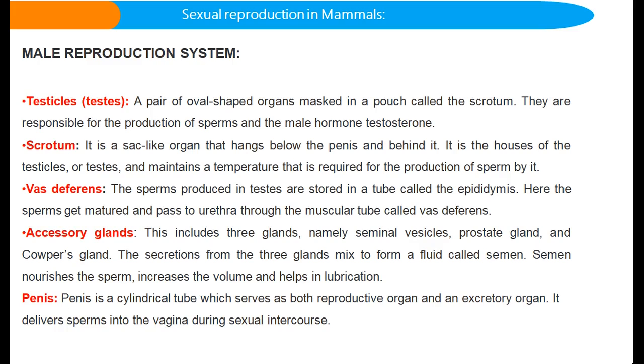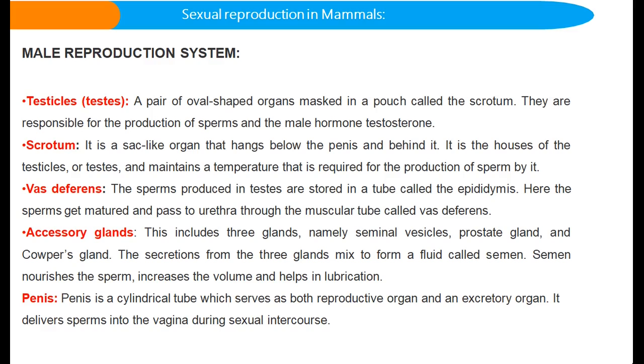Vas deferens. The sperms produced in the testes are stored in a tube called epididymis. Here the sperms get matured and pass to the urethra through the muscular tube called vas deferens. So, the vas deferens is the tube which transfers the sperms from testis to urethra.